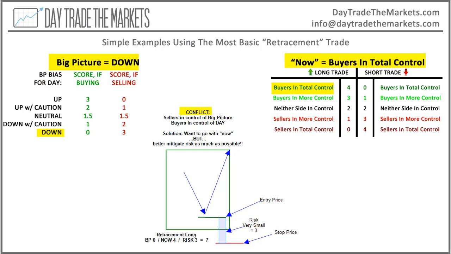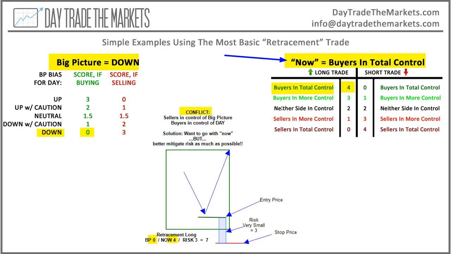Well, again, we want to weigh the now a little bit more, give it a little bit more power. But even if we do that, if we're thinking about a long trade and the big picture's down, it means we get 0 points for the big picture. If we're thinking about a long and the buyers are in total control today, well, that's worth 4 points. That's a good thing. So now our now is at 4. Well, 0 plus 4 is just 4. How are we going to get to a 7 or above?